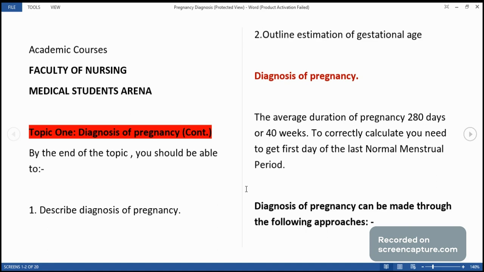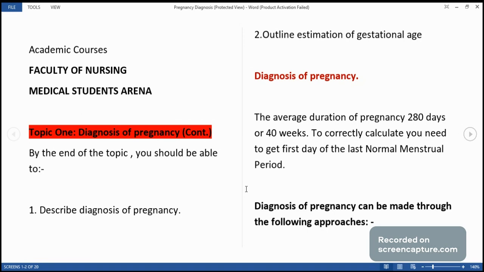By the end of this topic, you will be able to describe diagnosis of pregnancy and outline estimation of gestational age. So, we're going to check how we can know a mother who is pregnant. How old is the gestation? Is it 2 weeks old, 10 weeks, 20 weeks, and how is that practically being done? That is what we're going to check in this YouTube piece.